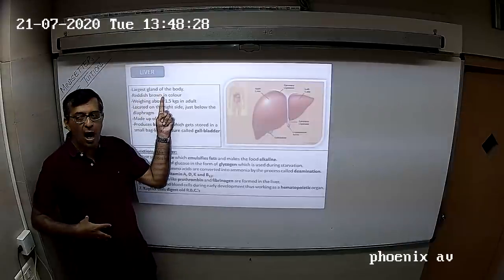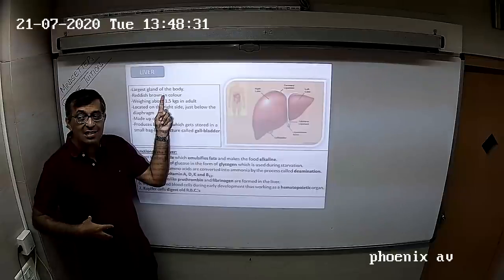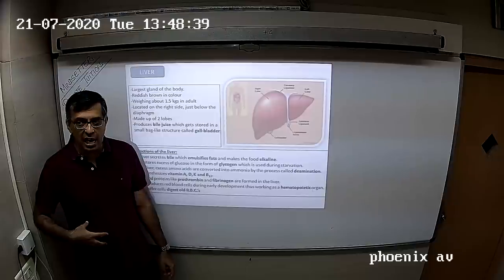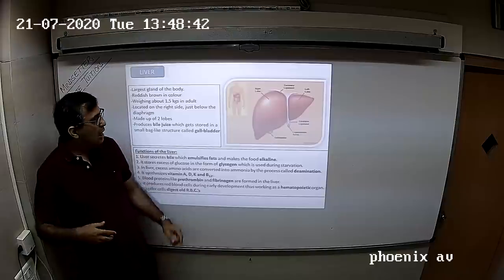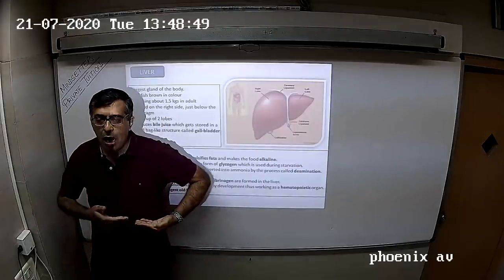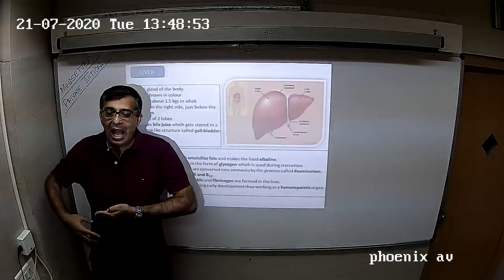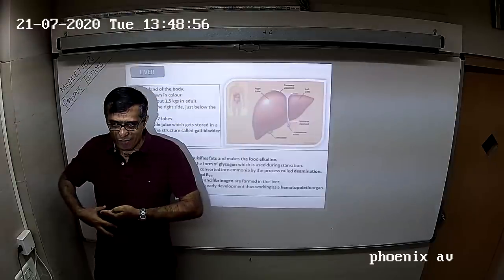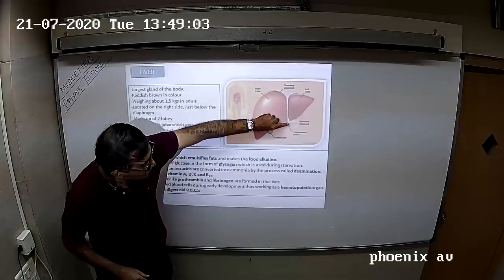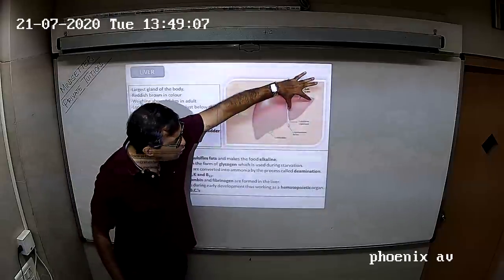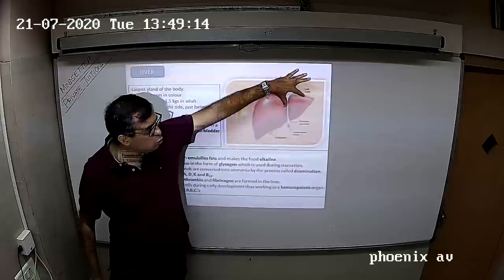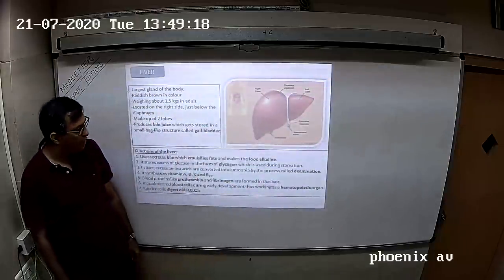It is reddish brown in color, full of blood vessels. The liver weighs around 1.5 kg in an adult. So 1.5 kilo ka aapka liver hota hai. The liver is located on the right side, just below the diaphragm. Above the diaphragm is the thorax, below it is the abdomen, and just below the diaphragm is located your liver. The liver is made up of two lobes. Ek choti si ligament hoti hai, which will divide the liver into a small left lobe and a large right lobe. So liver bilobed hota hai.